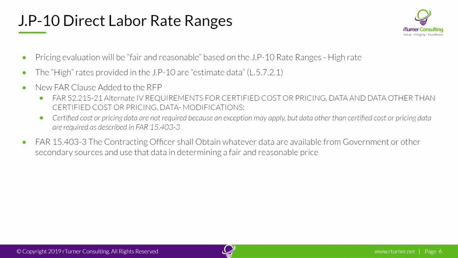Good. So let's talk about the JP10, these direct labor rate ranges that they gave us, and maybe at some point we'll talk about some of the difficulty with this, Kimberly. Well, right. They've added a new FAR to your RFP, so I'm going to talk about that first. This FAR is labeled the requirement for certified cost or pricing data or data other than certified cost or pricing data, and they've chosen alternate four. This FAR has four alternates for a contracting officer to choose from on how they are going to evaluate price. And basically, they can do whatever they want.